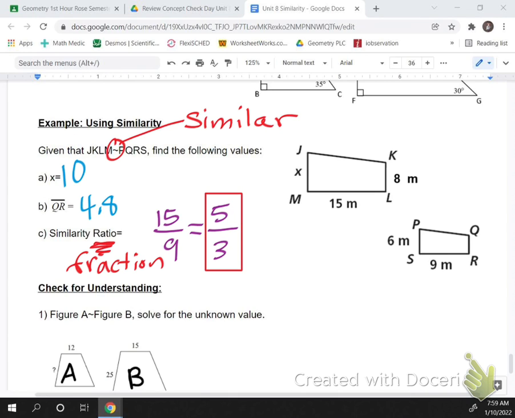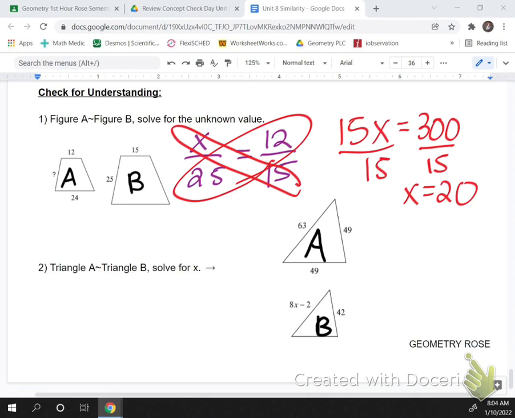Go ahead right now. Do number 1 with your partner. Ready, set, go. You guys can check the screen. Give me a thumbs up if you got x equals 20. Sweet. I want to see your work solving with a proportion equation like this.